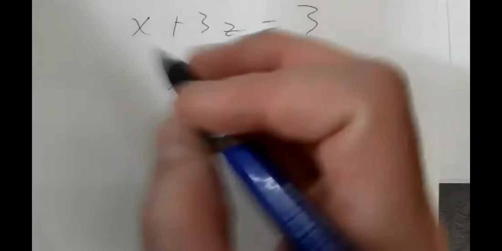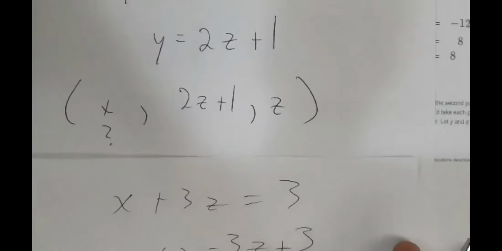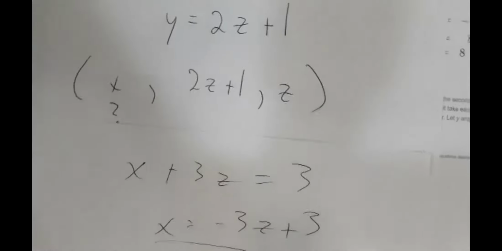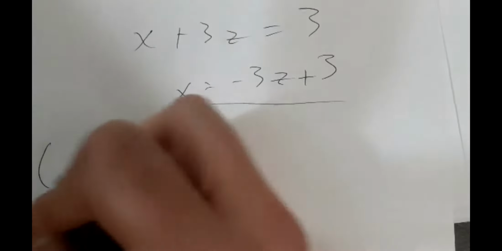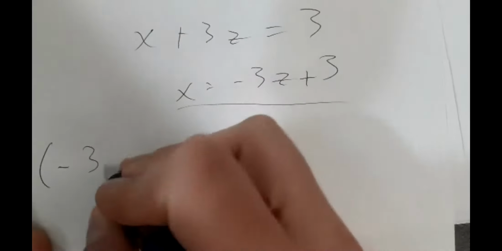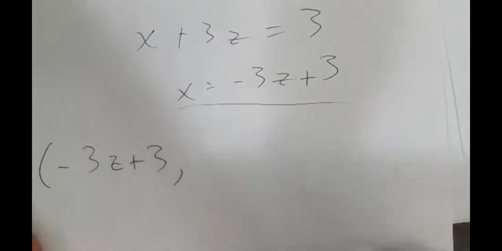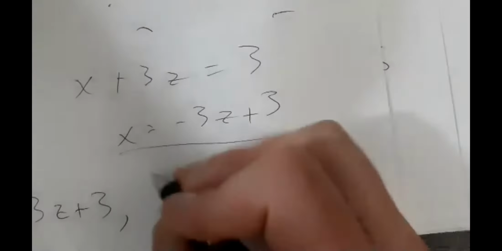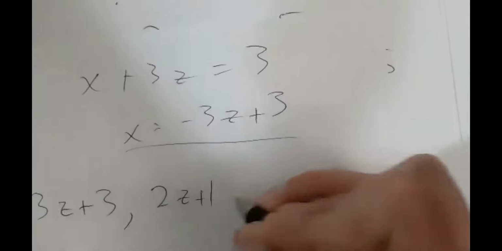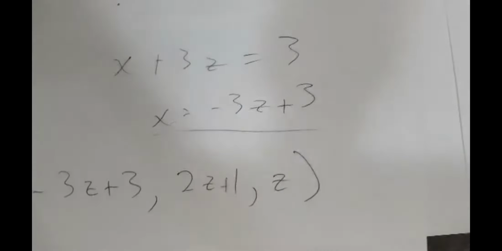So this was the thing I had previously. So I have to put these together. The final step is to put this all into one ordered triple. Minus 3z plus 3. 2z plus 1 is my y. And z is just z. There he is.